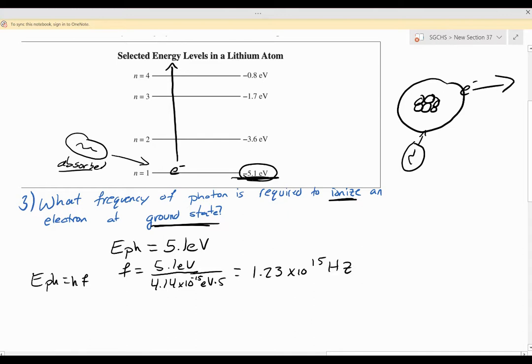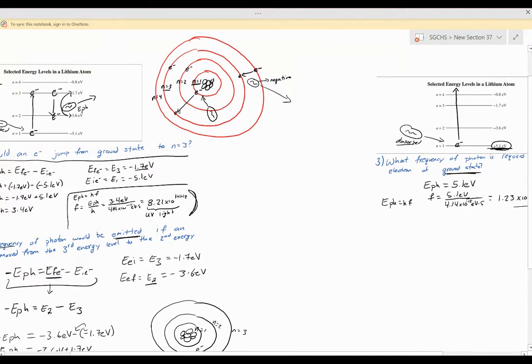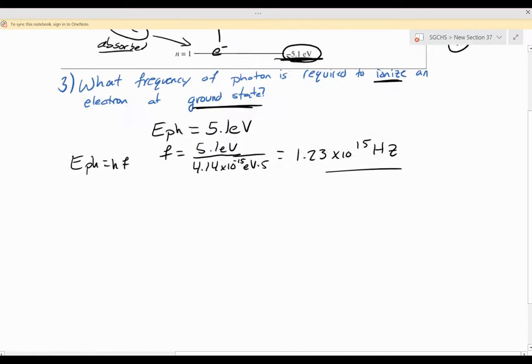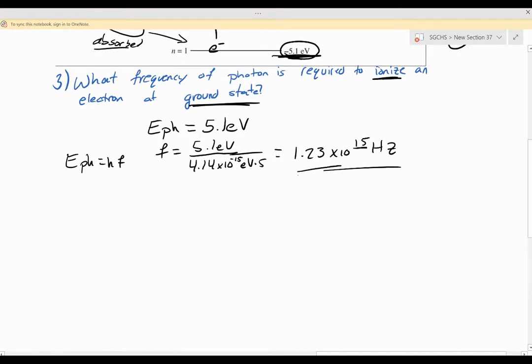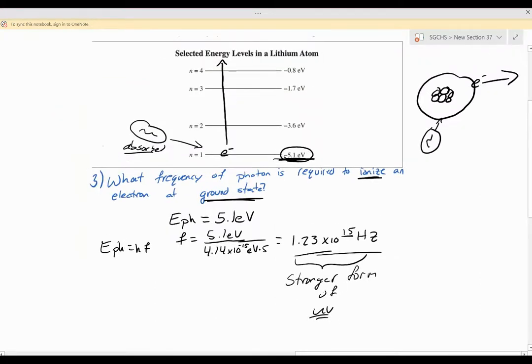Now recognize that's a bigger frequency than our other two solutions we got. We got times 10 to the 14 hertz. Down here we got times 10 to the 14 hertz. And this is now times 10 to the 15 hertz. This light, this type of EMR, is a stronger form of UV. And this, if we were just dealing with these energy states, would be the highest frequency at which any type of photon could be emitted by this lithium atom.